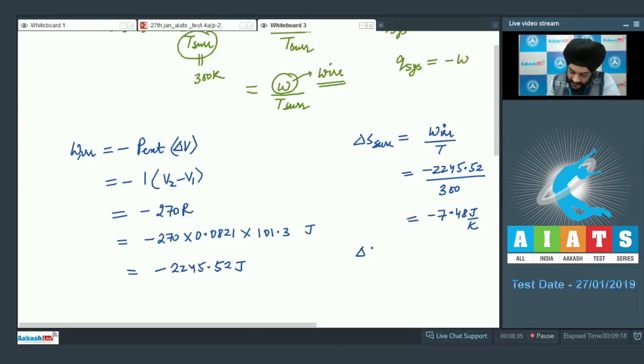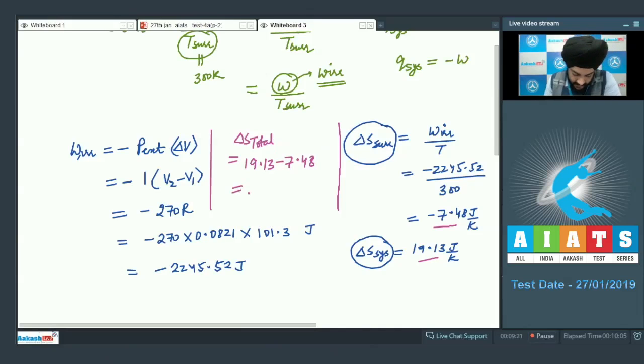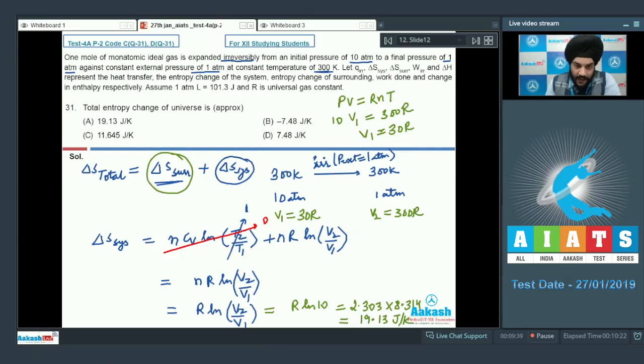So we had seen that the delta S system was equal to 19.13 joule per Kelvin. Now if we talk about the value of the delta S total, it shall be given by the sum of these two values. So we have 19.13 minus 7.48, which on simplification will give us a value approximately equal to 11.65. If you look at the options now, we can see that for question number 31, we have to select option C as the correct answer. Let us look at the next question now.